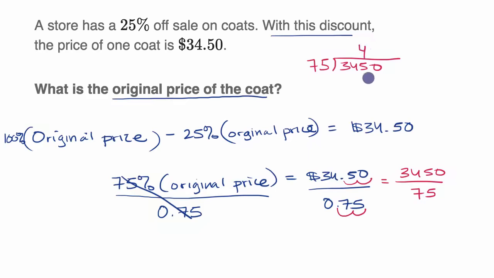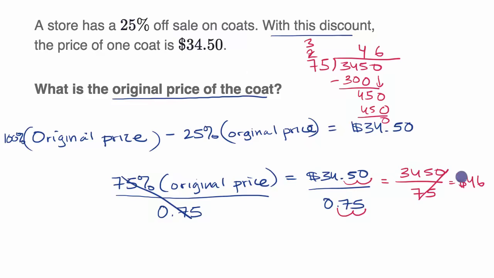4 times 5 is 20. 4 times 7 is 28 plus 2, 300. And then you subtract. You have 45. Bring down the 0, 450. 75 goes into 450 6 times. 6 times 5 is 30. 6 times 7 is 42 plus 3 is indeed 45, and we luckily have no remainder. So this right over here is going to be equal to $46. Our original price is 46. You take off 1/4 or 25%, you're left with $34.50.